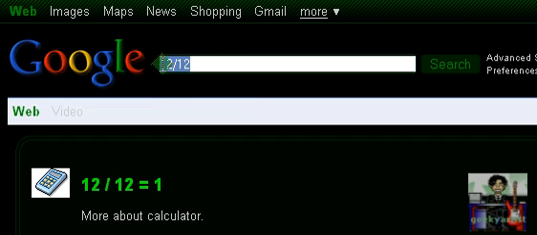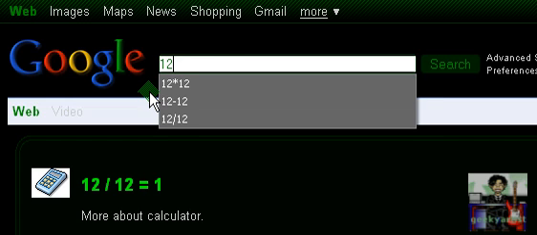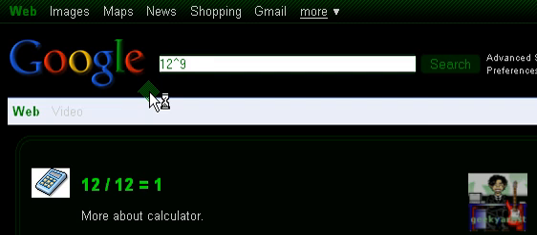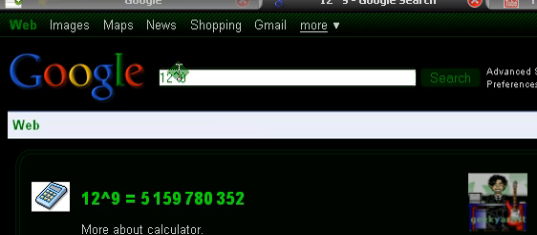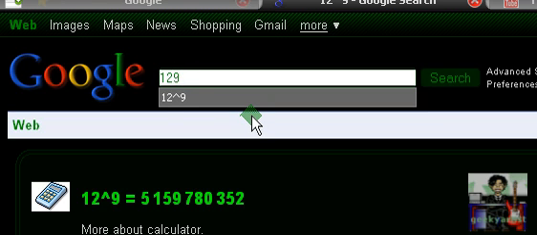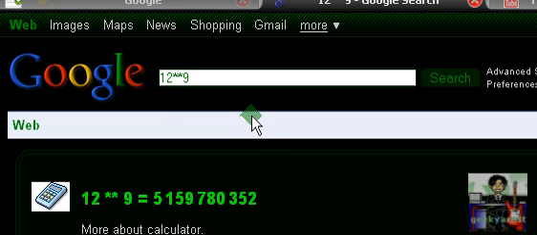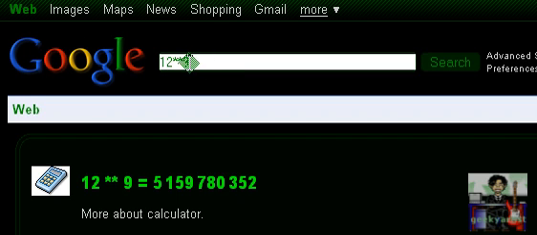Like so. If you want to raise a number to a number, let's say 12 raised to 9, use your caret symbol, and there's your answer. Aside from the caret, you can also use your asterisk sign, just typed in twice, and it will give you the same result.